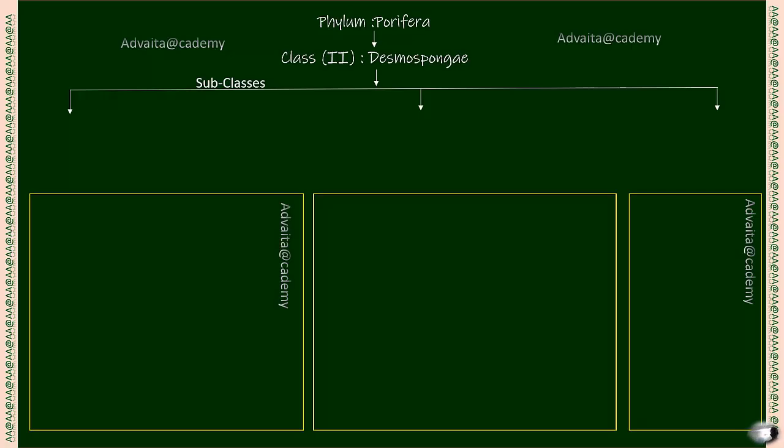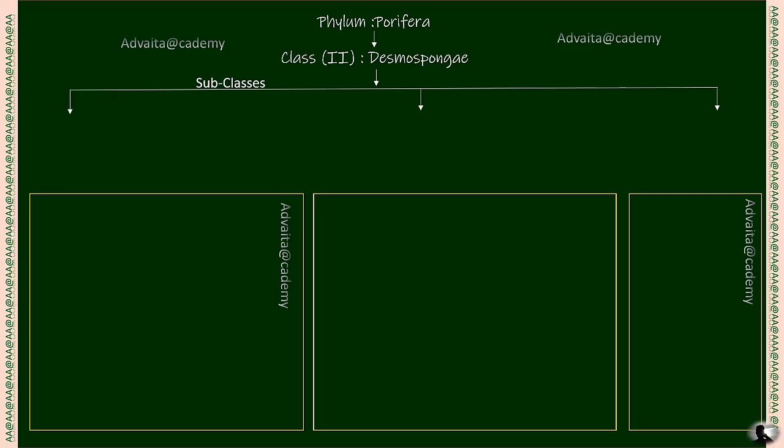Yes, please. Asutos. Calcareous. He is saying calcareous. No. Make a big cross on it. In Demospongiae, spicules are siliceous.